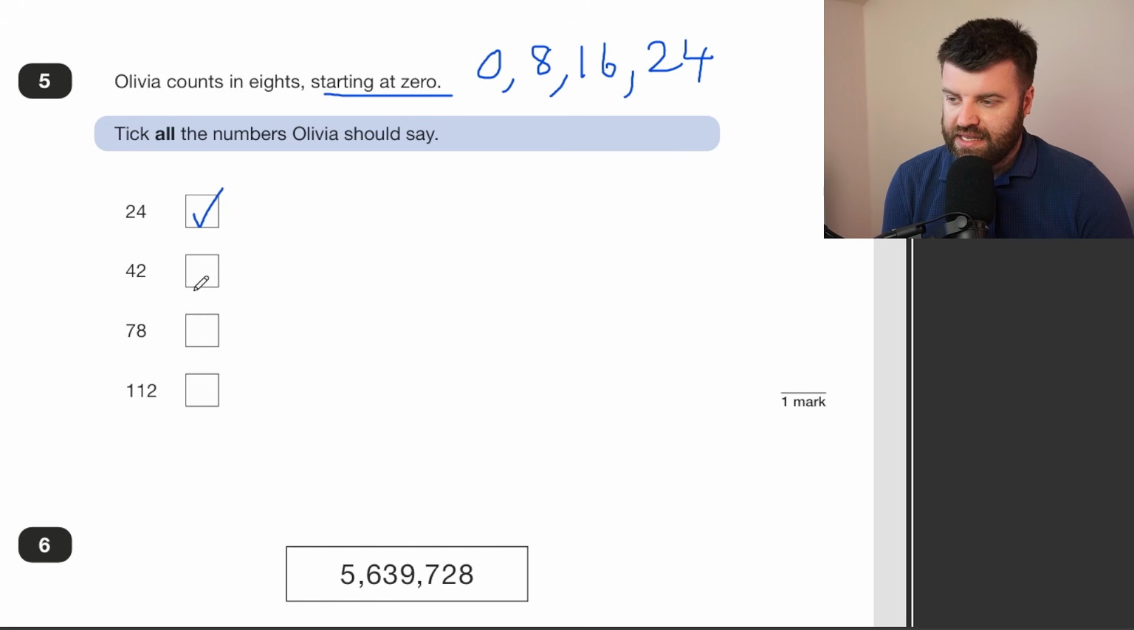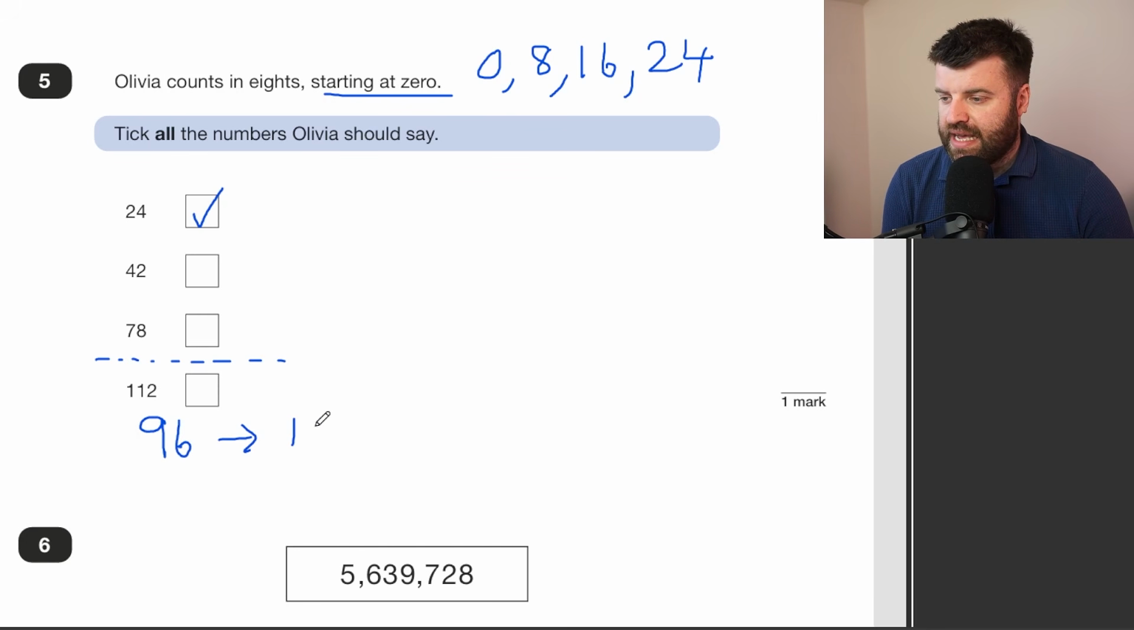24 is 3 times 8. 42 is not in the 8 times table, so we're going to leave that blank. 78 is not in the 8 times table, so I'm going to leave that blank because 80 is, so 78 wouldn't be there. And this is the first time we go past the 8 times table that we learn. We learn all the way up to 96. Let's just jump straight to that one.